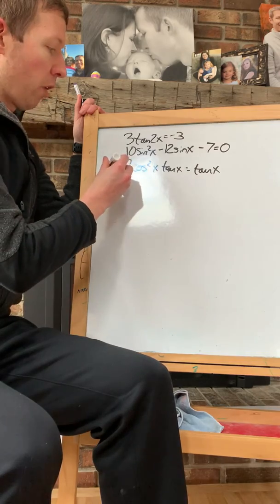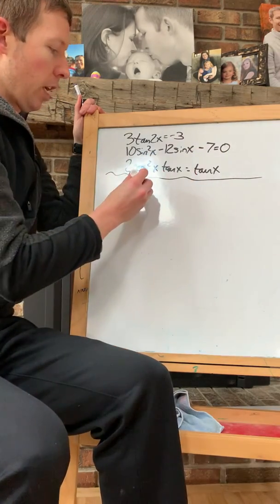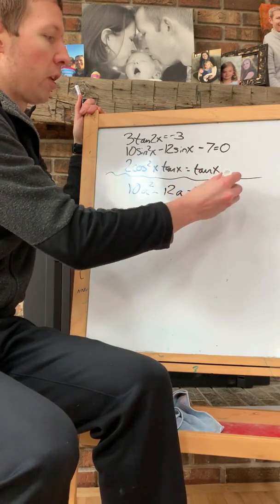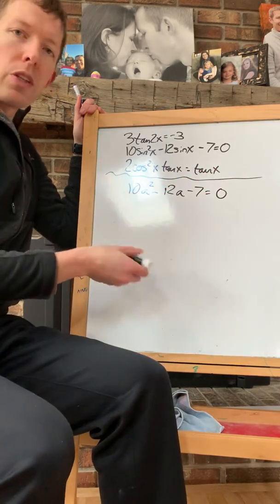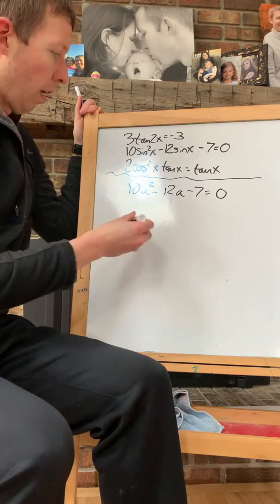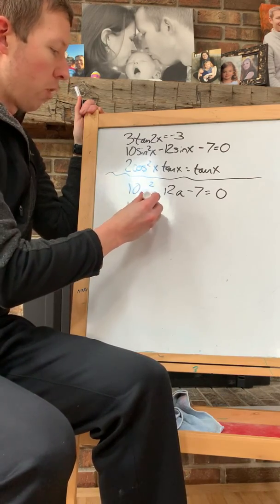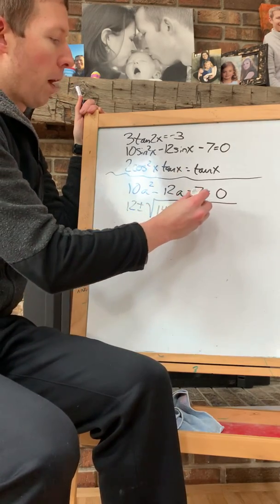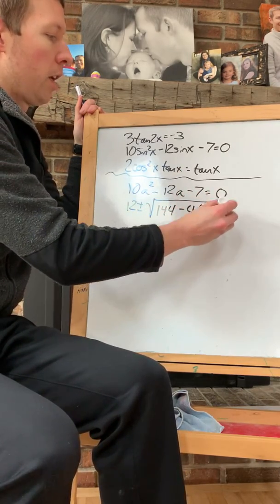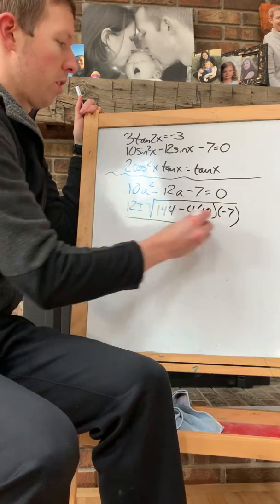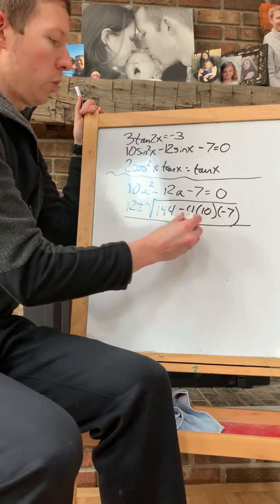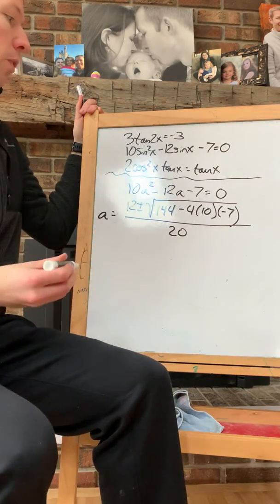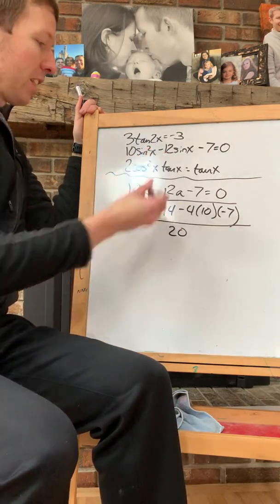So instead of writing it this way, let's say that it said 10a squared minus 12a minus 7 equals 0. If we were doing this with the quadratic formula, we would have positive 12 plus or minus the square root of 144 minus 4 times 10 times -7, divided by 2a, which is 20. Now remember, this is what a would equal, and a is the sine of x.